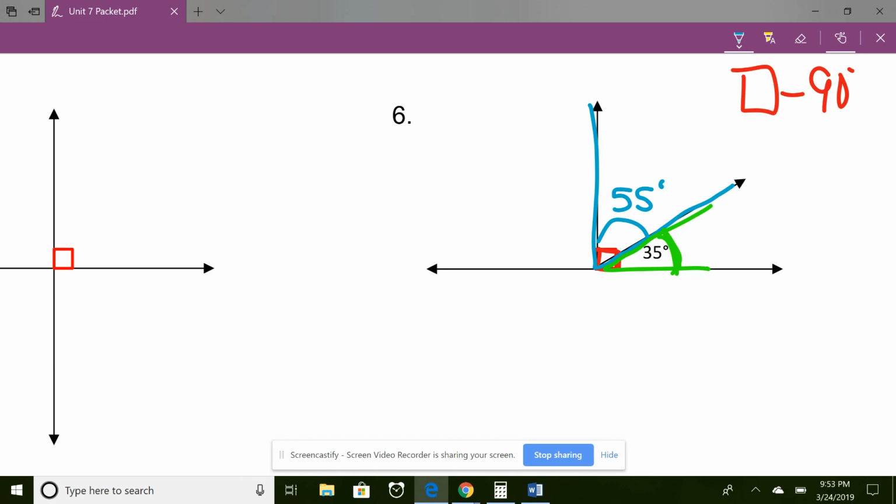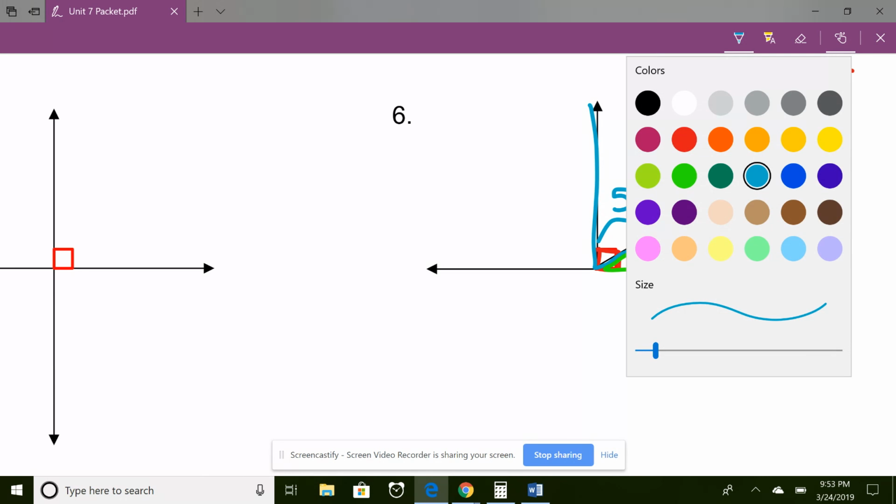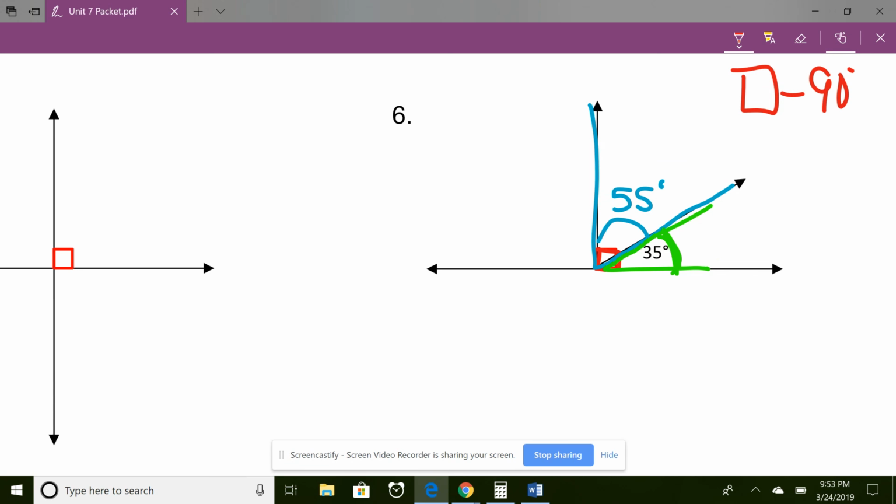Now, there's another term that wasn't in the last one called complementary angles. Complementary angles are two adjacent angles that share a common ray, a common side, and they also add up to 90 degrees. So this angle right here and this angle right here add up to 90 degrees. That's what's called complementary. So complementary angles add up to 90 degrees, supplementary angles add up to 180.